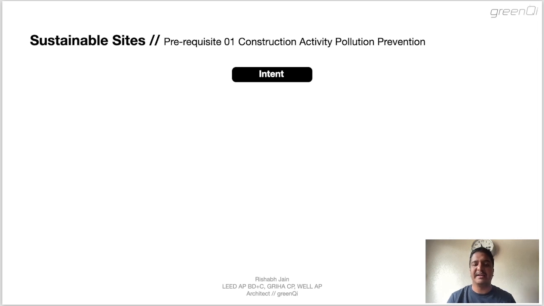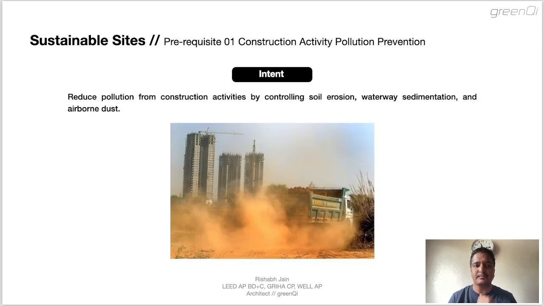Now let us understand the intent of the prerequisite first. The intent is to reduce pollution from construction activity by controlling soil erosion, waterway sedimentation, and airborne dust. As you can see in the image, dust is flying at one of the construction sites in New Delhi. Due to such practices, the health of the workers and laborers on the site is affected, and it also causes air pollution. Most of the time, especially in Delhi, when the pollution levels cross the extreme threshold, the government has to ban all construction activities in Delhi to reduce air pollution immediately.